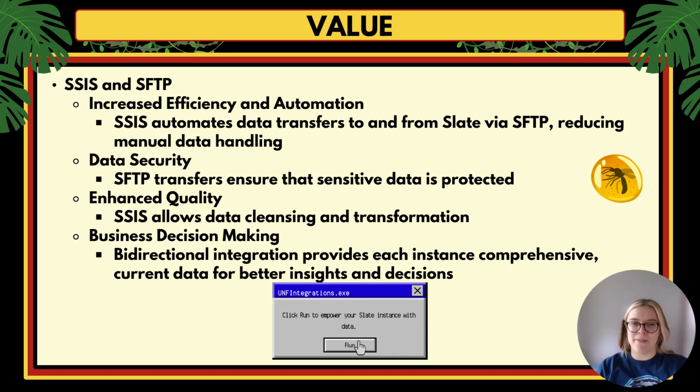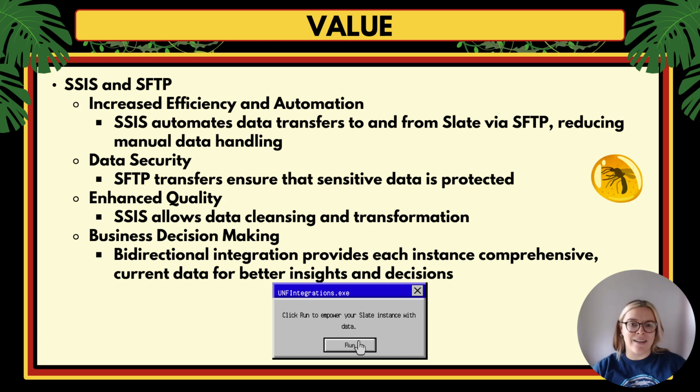So what's the real value of using SSIS and SFTP in a CRM implementation like Slate for Higher Ed? A lot, actually, and here's why. First, increased efficiency and automation. SSIS takes manual data handling off your plate. It automates transfers to and from Slate using SFTP, which means less room for human error, less time spent on repetitive tasks, and more time focused on meaningful work.